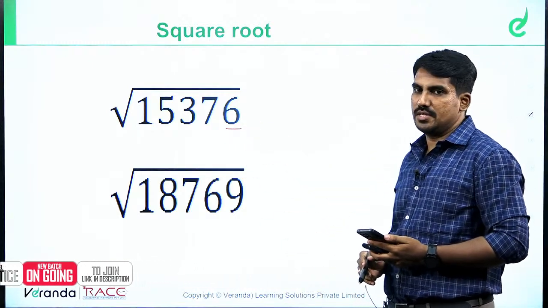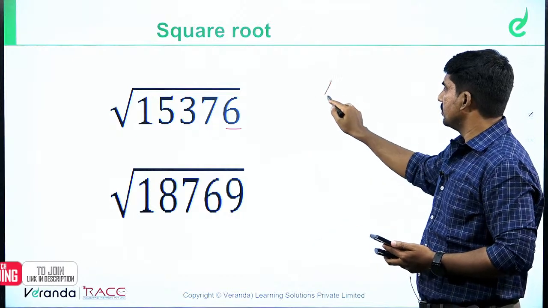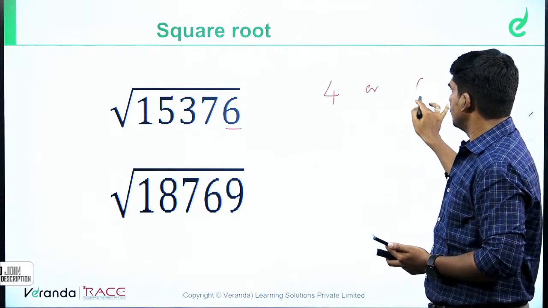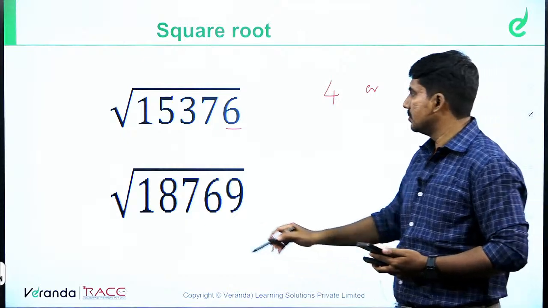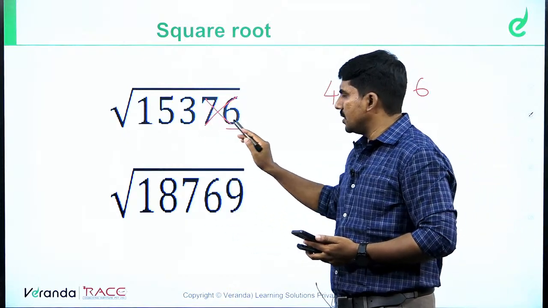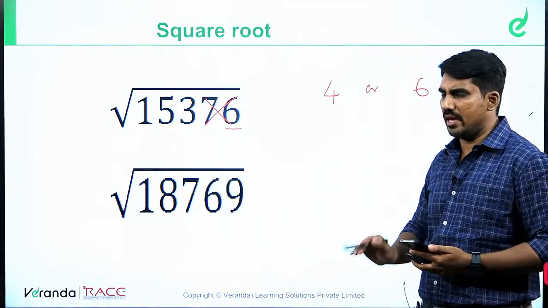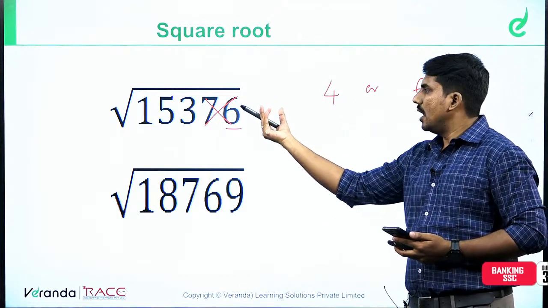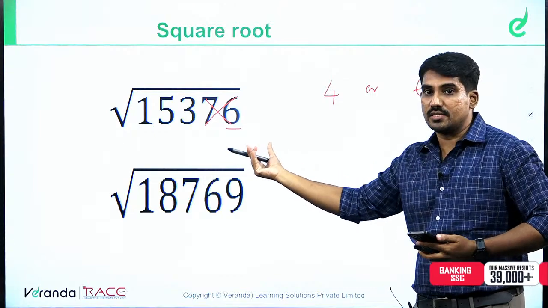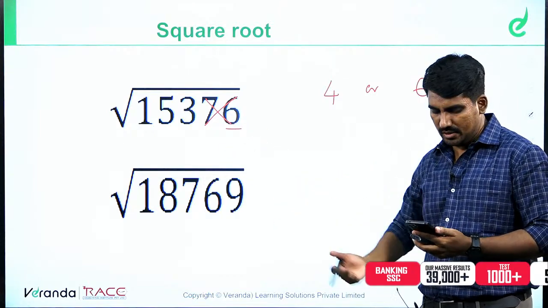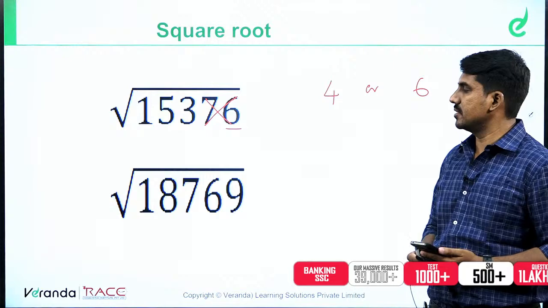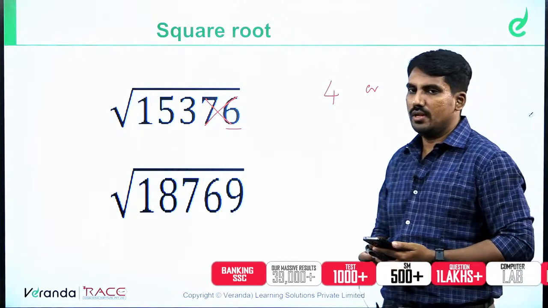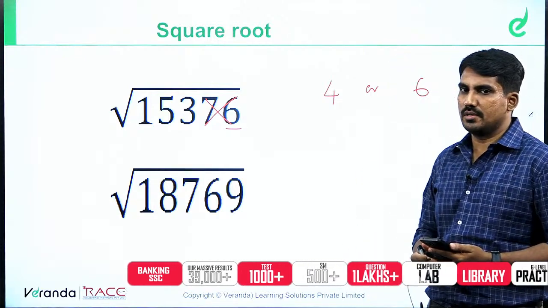By seeing the last digit. See, any lengthy number they can give. Same concept. See the last digit, confirm the last digit. Then cancel the last 2 digits. Right? Last 2 digits we have to cancel. Clear?